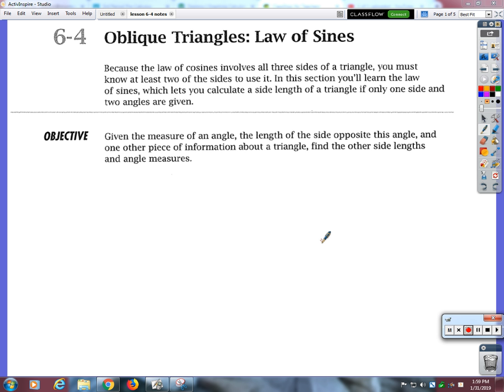So I don't know if any of you anticipated this, but there was a law of cosines. So you bet there's a law of sines.